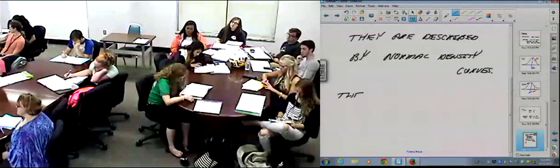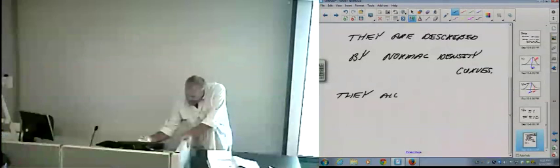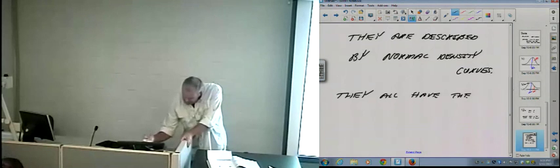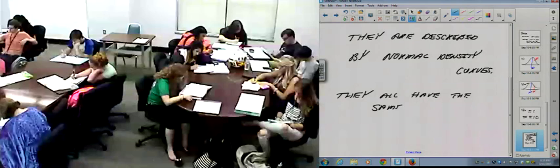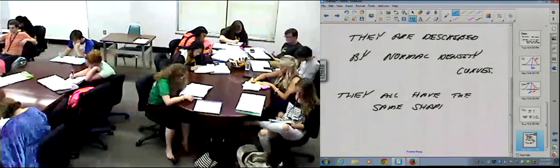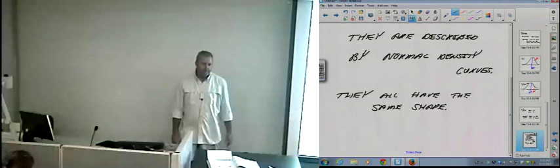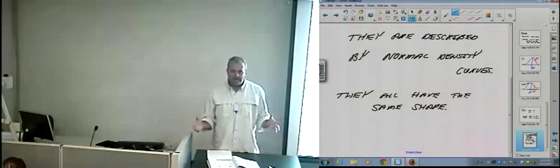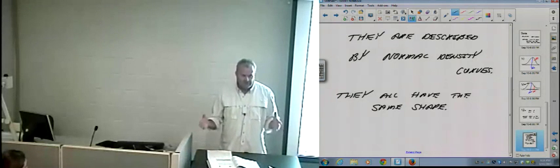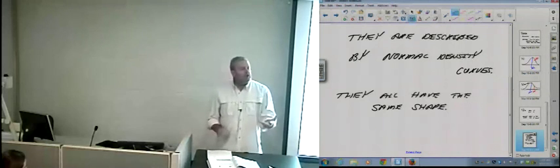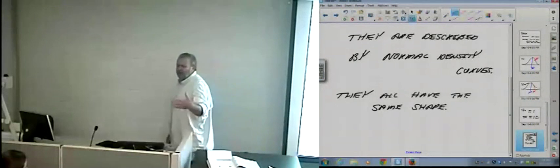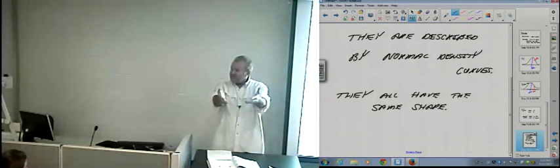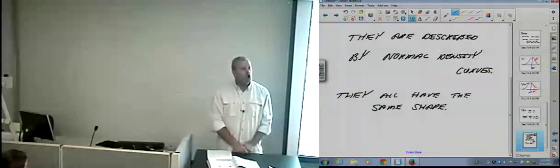Now, they all have the same shape. I said it, now I wrote it for you. They're all symmetric, they're all single-peaked, and they're all bell-shaped. Now, there are many normal curves that describe normal distributions, right? So depending on what variable we're looking at, and somebody tells you, oh, this variable has a normal distribution, we have to know what normal curve represents that normal distribution, right? What curve are we going to draw?